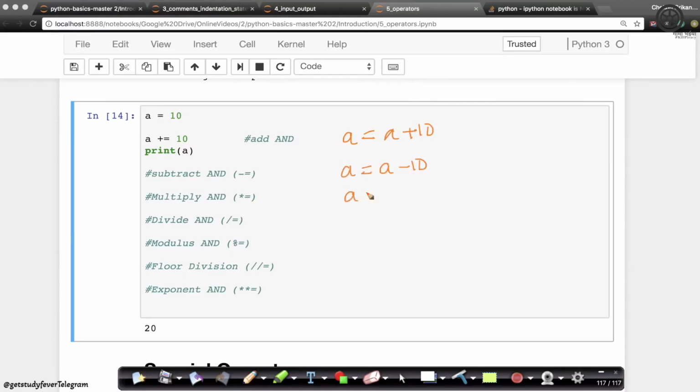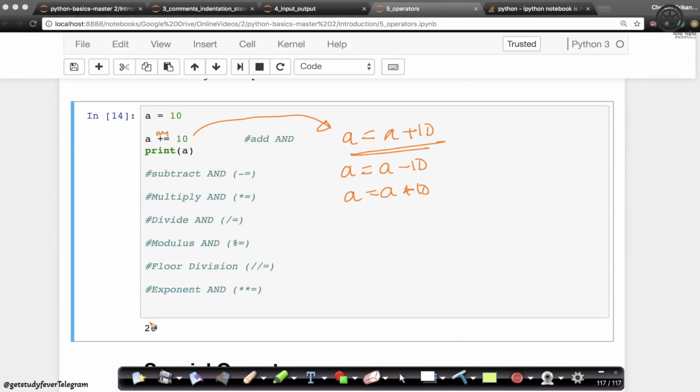Star equal to is nothing but A equals A multiplied by 10, and so on and so forth. We have seen the floor division, the modulo operator, exponent operator, etc. It's exactly the same thing. Whenever you have a basic operator and an equal to, it will just unroll into this format. This is a more concise representation of the statement, with not much difference. Those of you who have some familiarity with C would recognize this immediately.